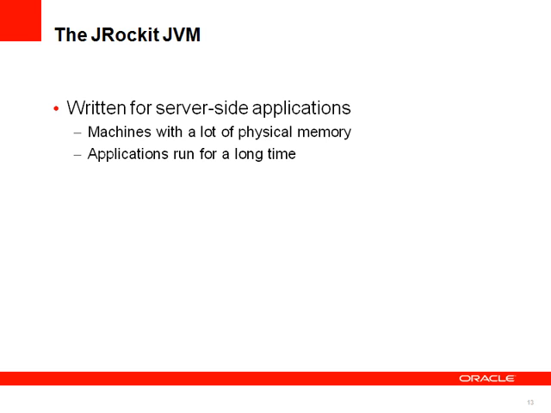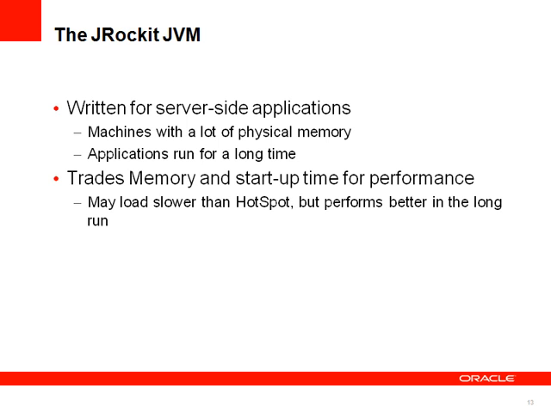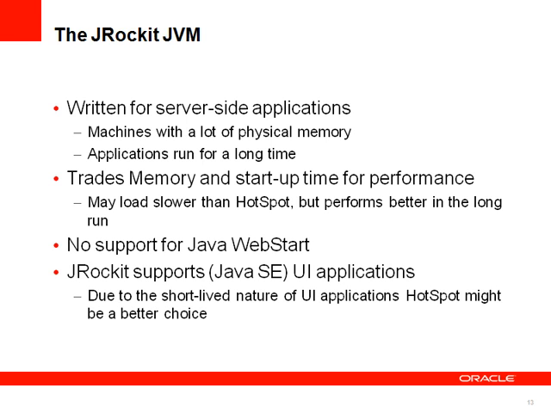It is a proprietary JVM that's written primarily for server-side applications. As such, it is written for machines that have a lot of physical memory and for applications that run for a very long time, so days, weeks, or even years, such as application servers. If you look at the startup time compared with Hotspot, you'll find that in some cases JRocket starts up slower, but JRocket trades startup time and memory for improved performance. JRocket does not support technologies like Java Web Start, but does support Swing applications. Since desktop Swing applications are short-lived, you may find a better experience using Hotspot for these.